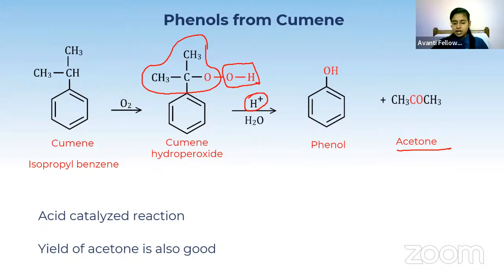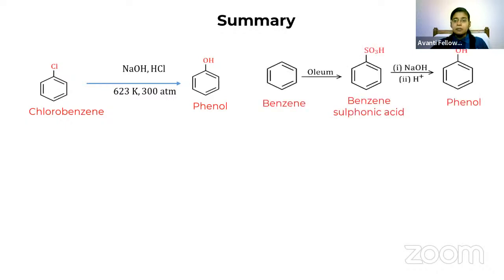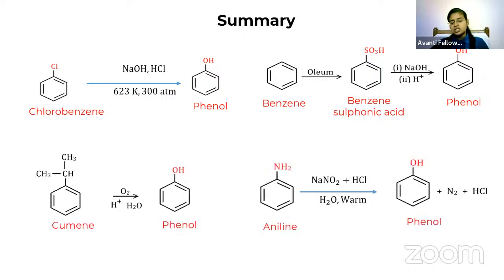Let me summarize all the 4 reactions for you so that you can understand. What is the first method? From haloarene. We have used a base and an acid to get the phenol. The second method is from benzene sulfonic acid, which has been formed from benzene using oleum. The third is using cumene, and the fourth is using aniline. Got it? So these are the 4 methods of preparation of phenol.